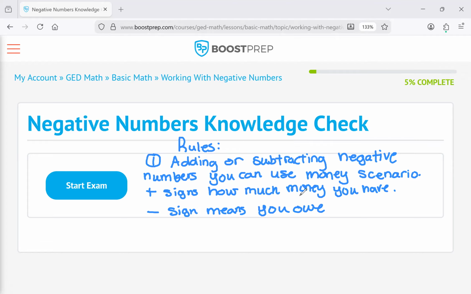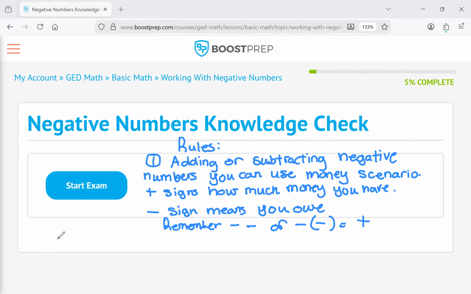Okay. So when you're adding or subtracting negative numbers, you could use the money scenario. A positive sign means how much money you have, and a negative sign means how much you owe. And also, very important, if you ever see something like this where you have two minuses, a minus and then a parentheses minus, that's the same thing as a plus. Did you know that when you have two minuses, it becomes positive? So that's something very important.